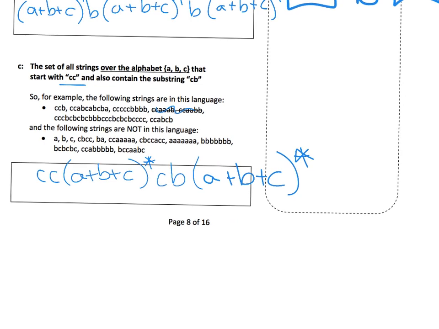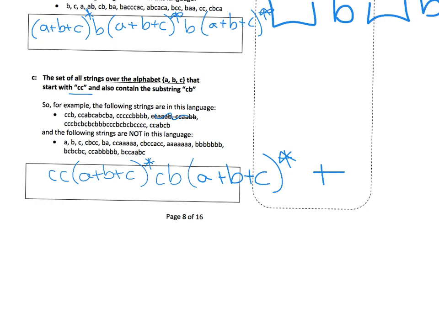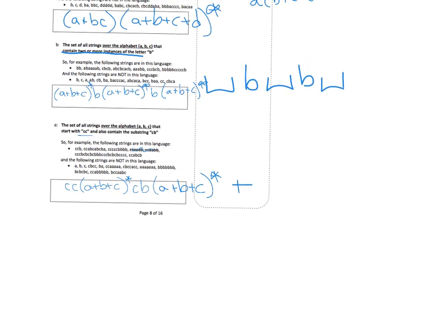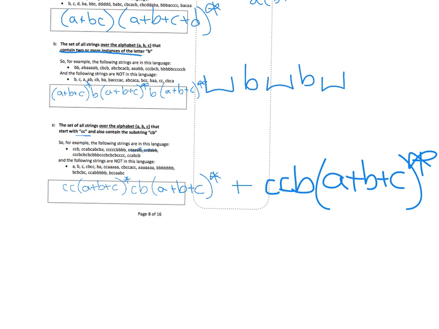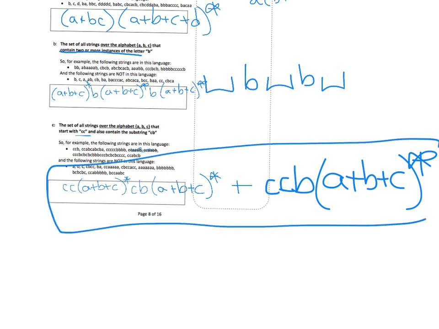But the actual answer is anything here, but it also could start with a CCB, right? So we could say plus anything that starts with a CCB, right? So we could just say CCB, followed by A plus B plus C star. So that whole thing is actually the correct answer, but if you got this first part right, then you'll get most of the credit.